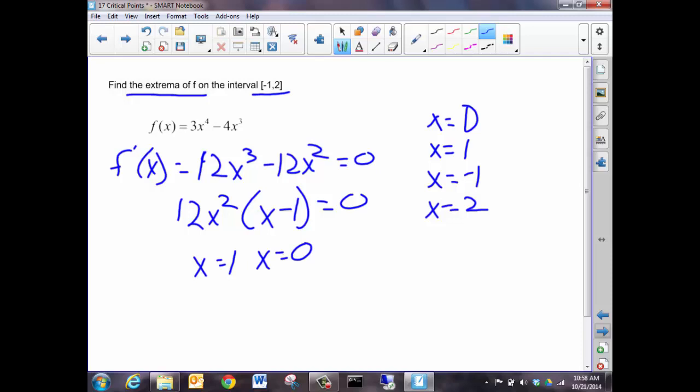Well, how are we going to figure out from that which ones are the extreme values? Which one's the highest? How do you think you're going to figure that out? How can we figure out which one's the highest? Plug it in. What's f of 0? 0. What's f of 1?